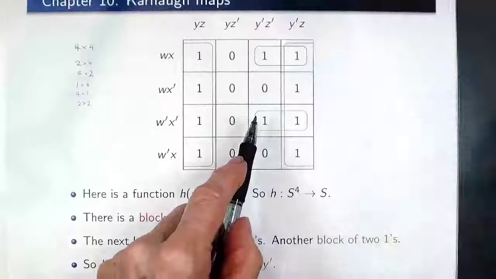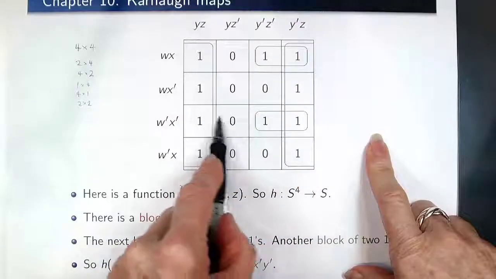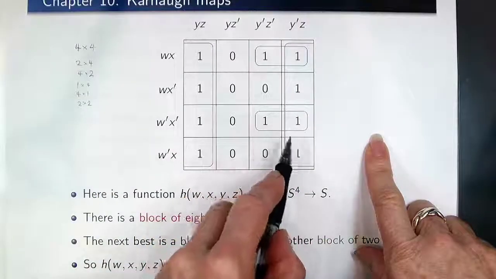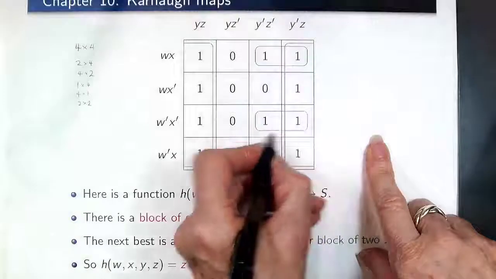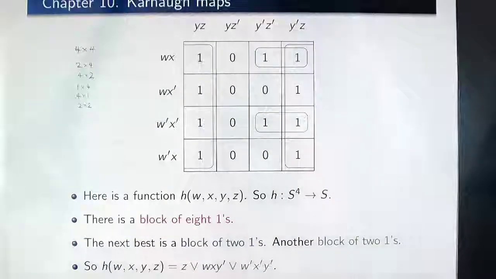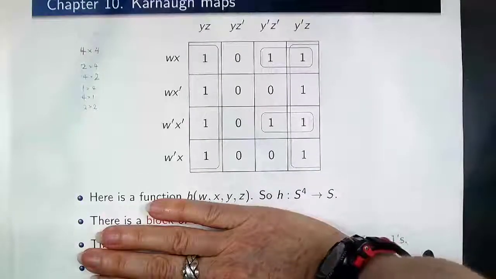Because if I wanted to try a 1x4 block, I'd have that one, that one, that one, and that one, but that's not a 1. So the best we can do is go to blocks of size 2, and that gives us the green block and the blue block. And once we put them in, we've covered all ones. So we can say the function is 1 if... I'm going to cover that up with Easter eggs.